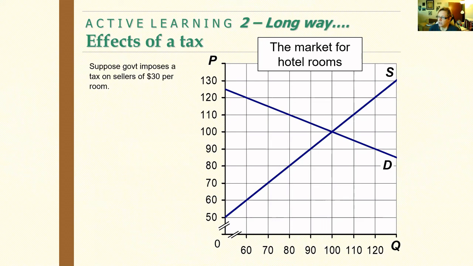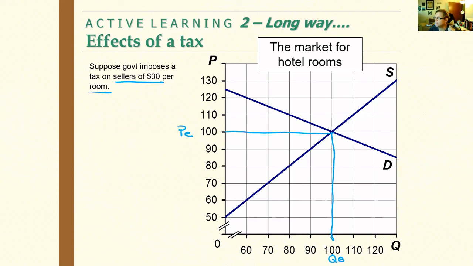Okay, suppose the government imposes a tax on sellers of $30 per room. So now we're imposing it on sellers. Again, the first thing I'd like you to do is to find price equilibrium and quantity equilibrium. This is exactly the same graph that you saw a moment ago, but now we're going to impose the tax on the sellers. Now, a little bit different.